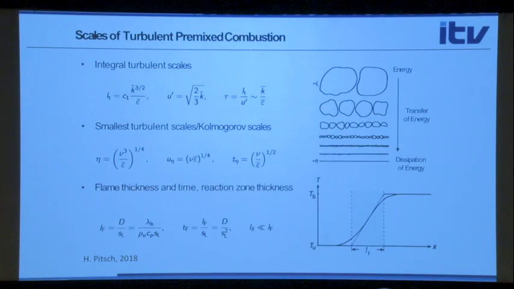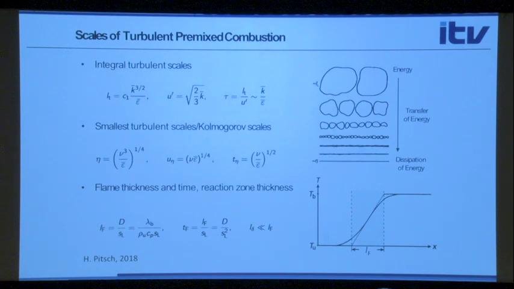So just to briefly touch upon the different scales in turbulent premix combustion, there are integral scales. These are the largest eddies that are dictated by the combustor geometry, and these transfer energy through the cascade, through the inertial range, on down into the dissipation range where energy is dissipated. And then the smallest scales are given by the turbulent Kolmogorov scales, which scale with the kinematic viscosity and the dissipation rate to the 1/4 power.